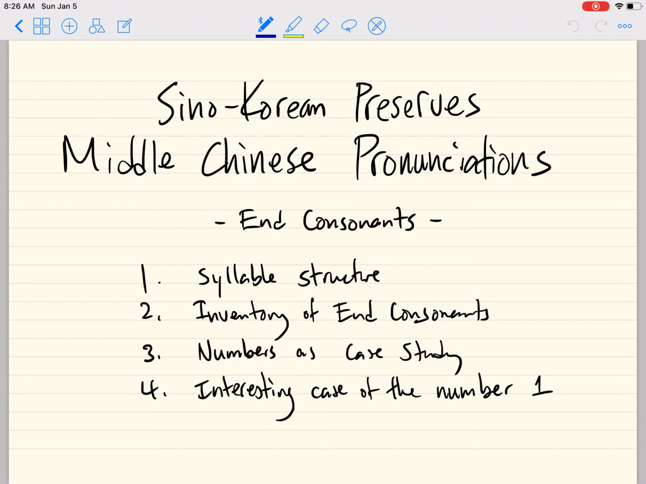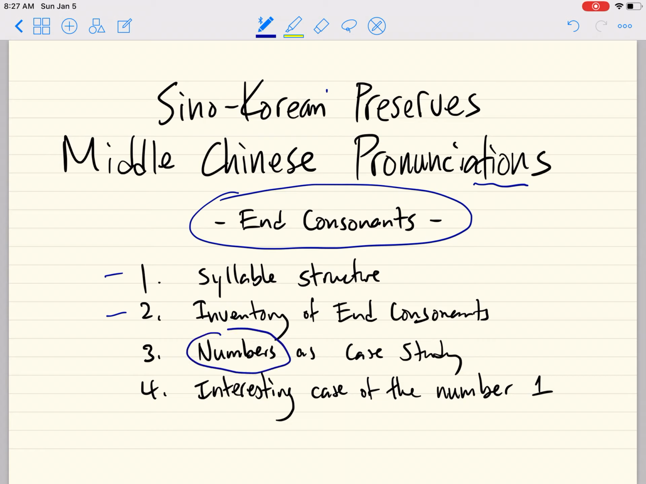In this video, I'm going to be talking about how Sino-Korean vocabulary preserves Middle Chinese pronunciations. And so today we're going to be looking in particular at the end consonants. So we're going to start with the syllable structure and then talk about the inventory of end consonants. And we'll look at the numbers in Chinese and in Sino-Korean as a case study. And lastly, we'll end with the case of the number 1 and how that reveals a little bit of how Chinese sounds were adapted into Korean phonology.